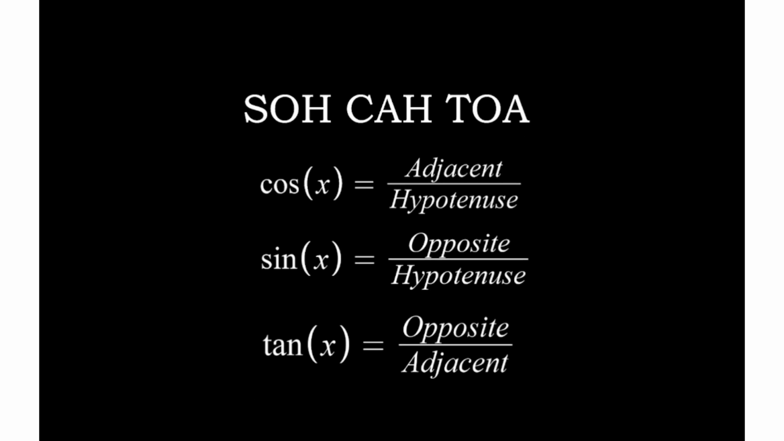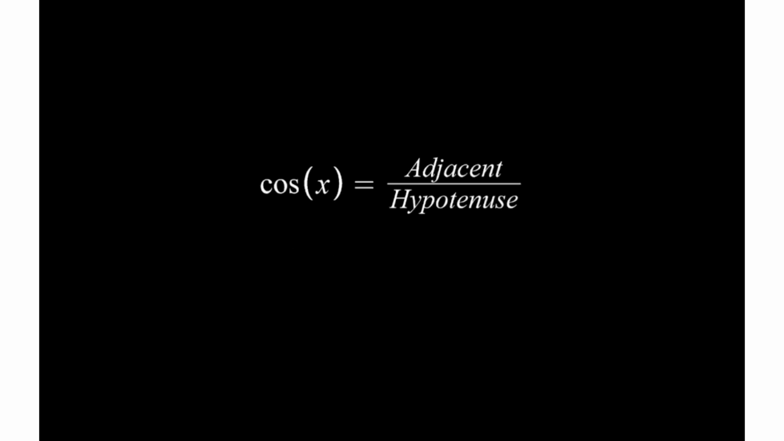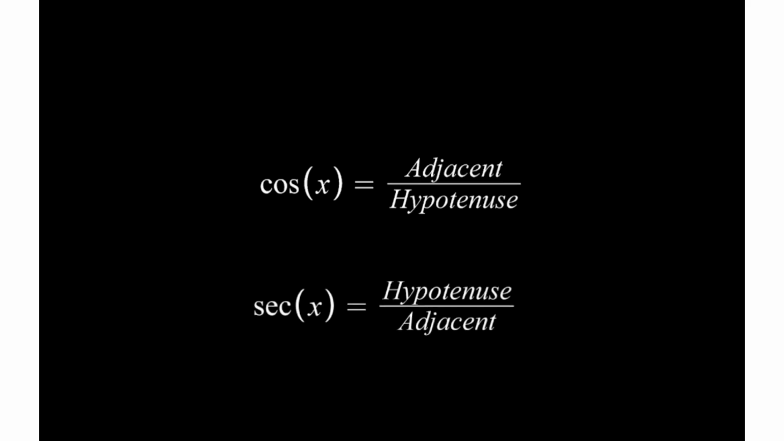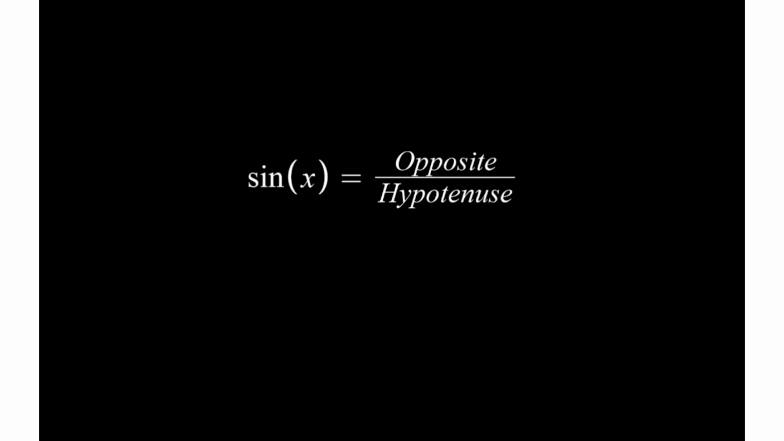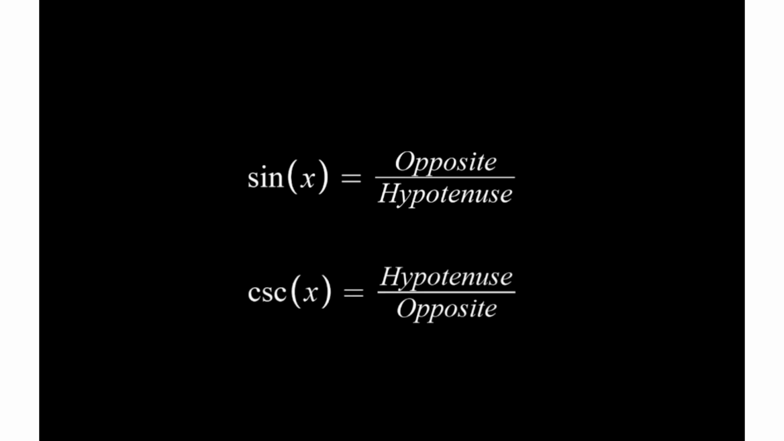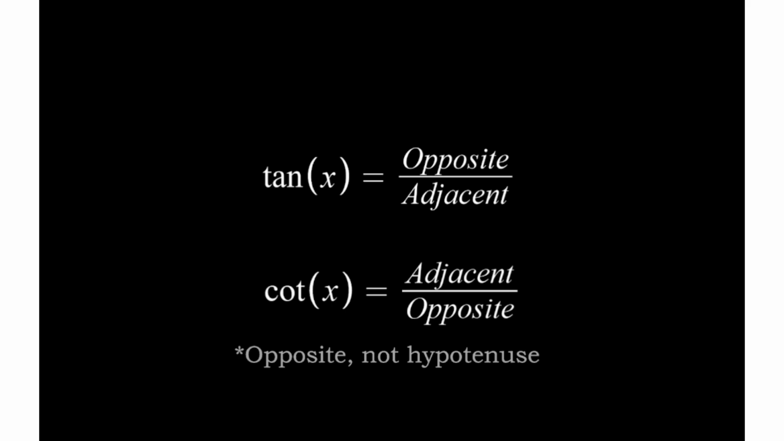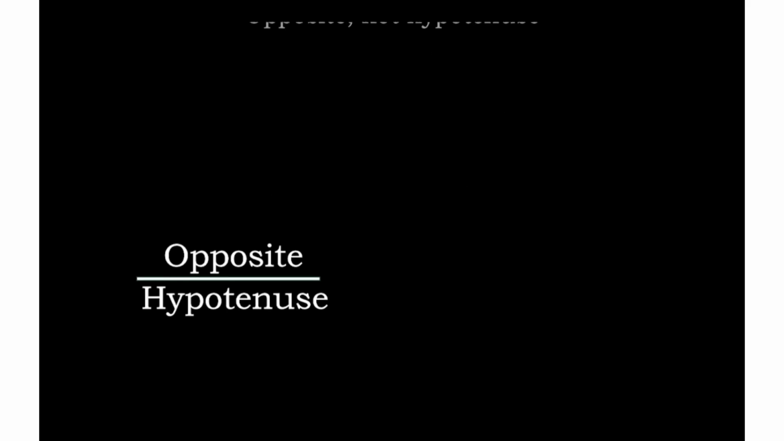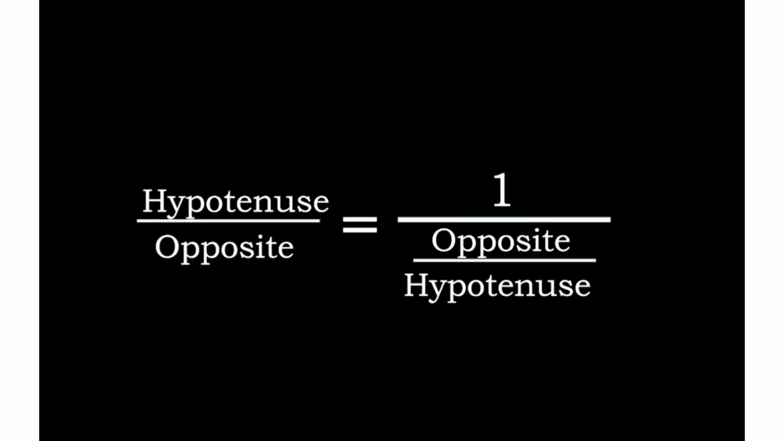With the triangle definitions, you might know the reciprocal functions as being the reverse ratios of the standard trig functions. Cosine is adjacent over hypotenuse, and secant is hypotenuse over adjacent. Sine is opposite over hypotenuse, cosecant is hypotenuse over opposite. Tangent is opposite over adjacent, cotangent is adjacent over opposite. Essentially, you're taking both terms of the division and swapping their positions. Such an operation is the same as taking 1 divided by the whole expression.